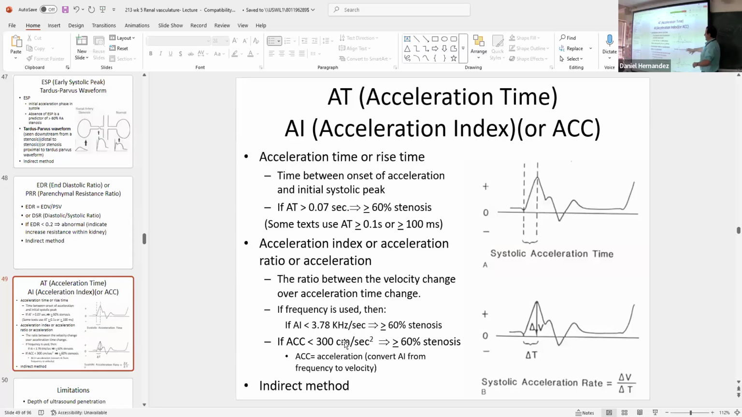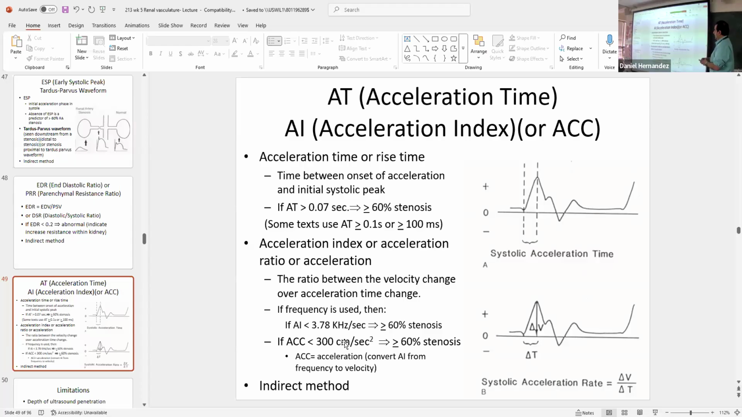So basically you just obtain your Doppler tracing and you activate the function on the machine. We want to measure acceleration time or acceleration index. You just put your caliper at the start of systole and you trace and you put your other caliper at the peak systolic velocity, tracing along the slope of that curve during that acceleration rise time. Then the machine calculates the time it took to get to peak systolic velocity, and it's also measuring the slope of that curve.